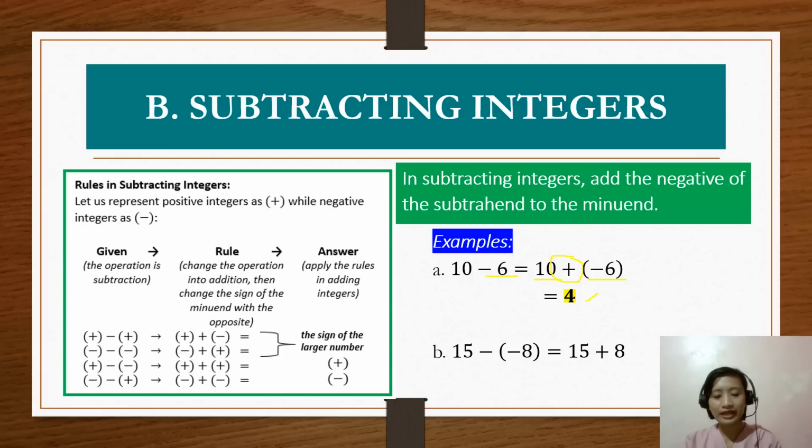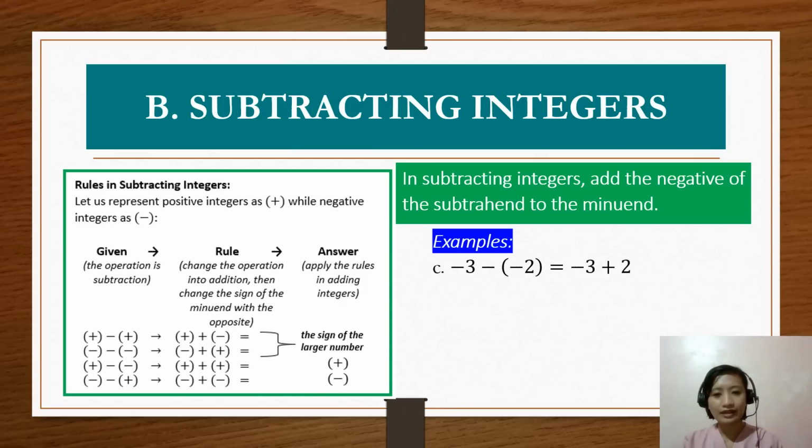For example B, we have 15 minus negative 8. That is equal to 15 plus 8. How did we get that? Again, our operation will be changed into addition, and the sign of our subtrahend will be changed into its opposite, which is positive. That's why we had 15 plus positive 8, or simply 15 plus 8. And the sum of those two is 23. That's why the answer for example B is positive 23.